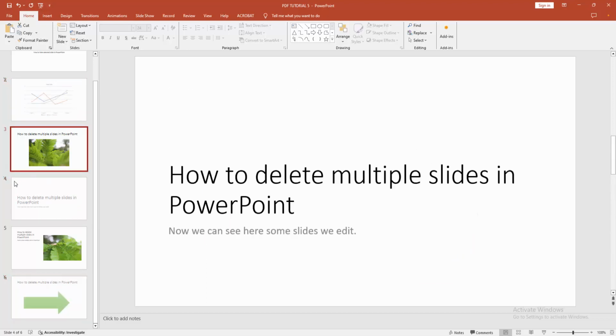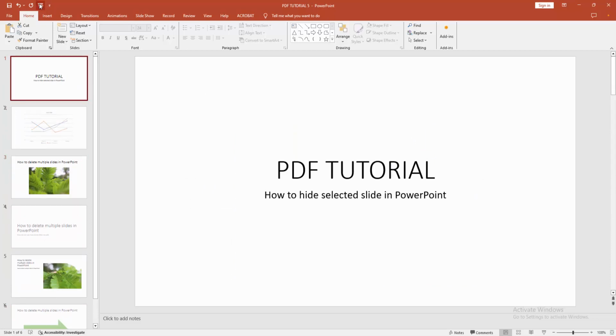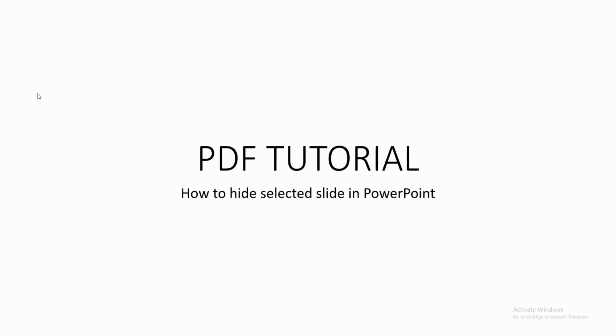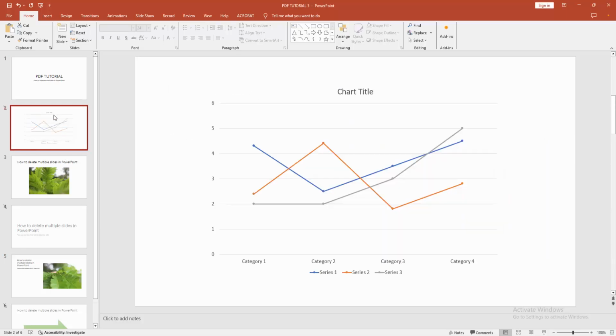And we can see here the symbol shows the slide is hidden. Now we want to make sure the slide is hidden. Go to the Start from Beginning option, otherwise press F5 on our keyboard and click to start the presentation. We can see it is not showing the hidden slide.